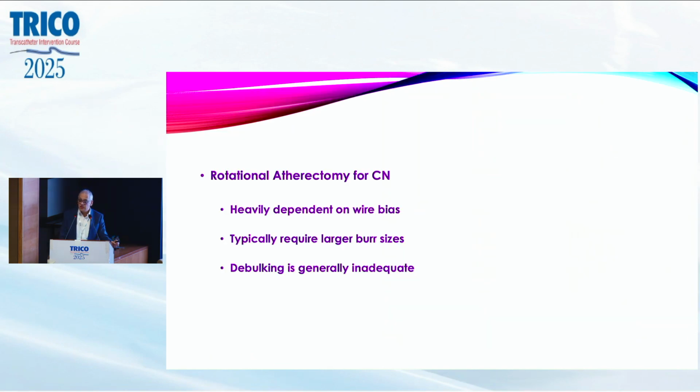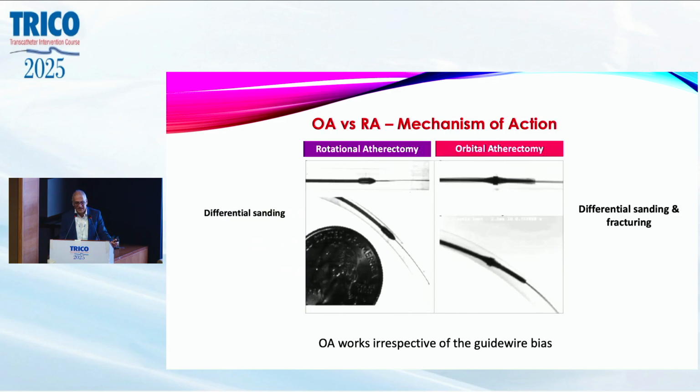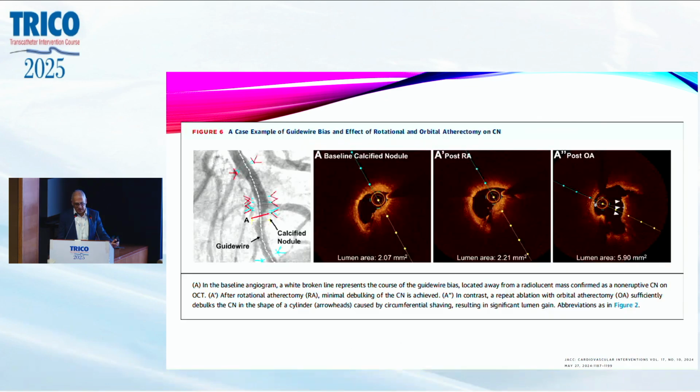As far as rotational atherectomy is concerned, you require a very, very favorable wire bias, and typically you would require larger burr sizes, and generally speaking, debulking is inadequate. And why it is so is what I was talking about in terms of rotational versus orbital. Here it just drills along a straight line, whereas there is some lateral movement, which is the orbit of the orbital atherectomy, which works favorably for us when we are talking about calcific nodules.